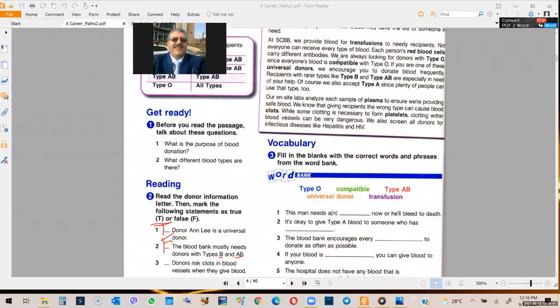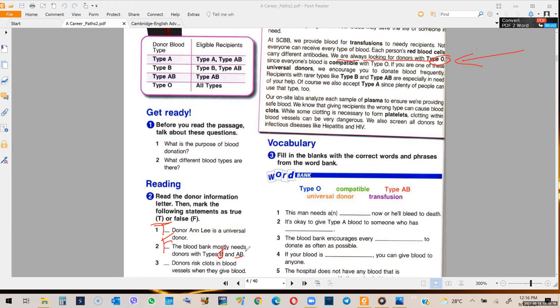Okay, so he said, look here. We are always looking for donors with type O. So O, not A or B. So this is wrong. Number three, donors risk clots in blood vessels when they give blood.